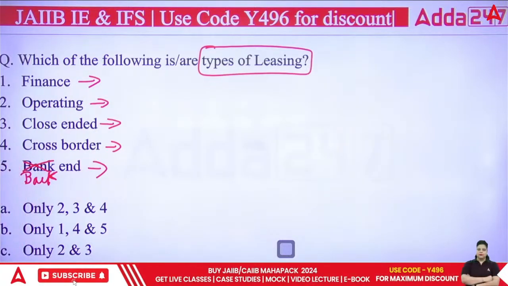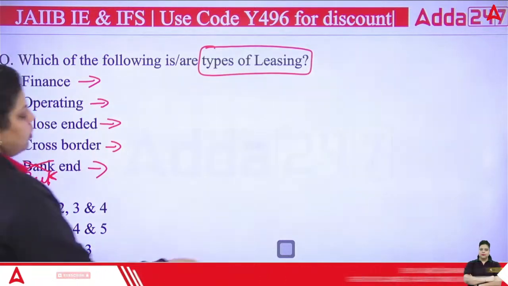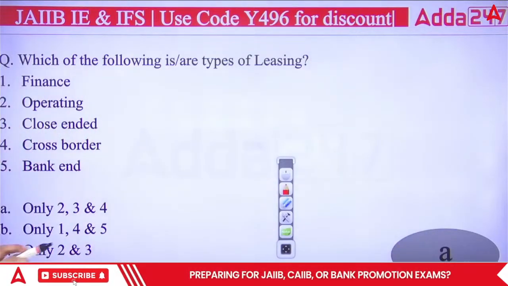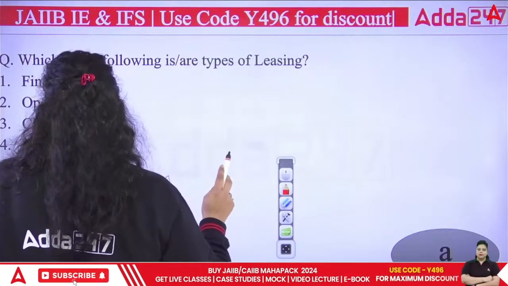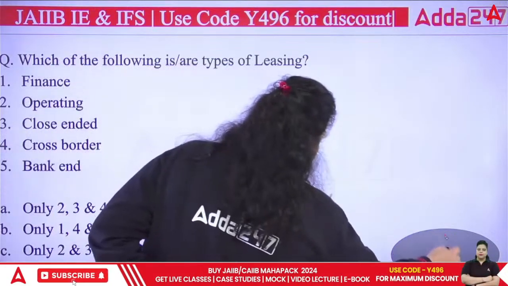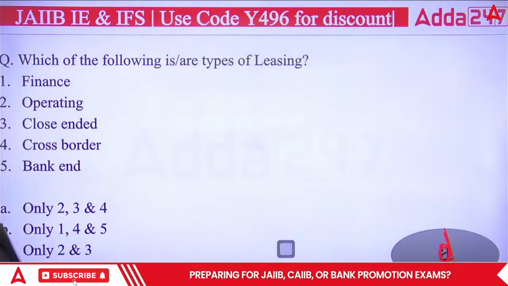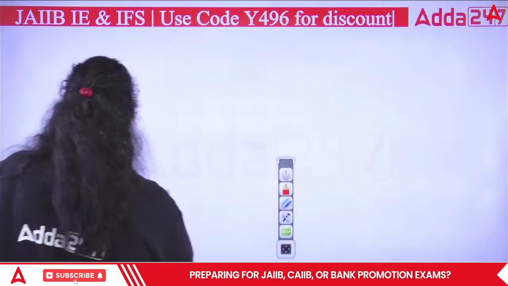So these are the types of leasing, and the right answer is all of the above. All are the type of leasing. So the right answer will be all of the above. It will be D, not A. All of the above are correct.